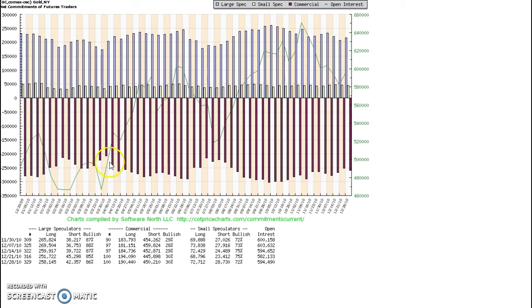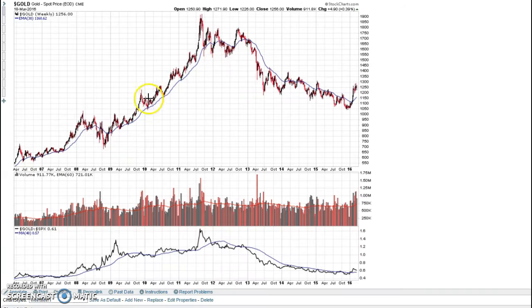Then in 2010, the number of net contracts short stayed above 250,000 essentially for the entire year, and the price of gold continued to go up the entire year with some mild pullbacks to the 30-week moving average twice that year, once in January and then again in the summer. And again, the price of gold just kept going up the entire time.